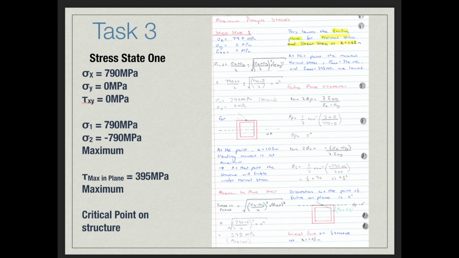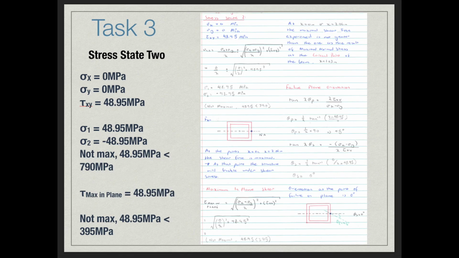In addition, in each of these stress states, the planes of failure and their orientation can be calculated. In stress state 1, the failure plane orientation for tension and compression, theta p, seen on the right side of the working out, is 0 degrees, and the failure orientation for shear stress, theta s, is 45 degrees. In stress state 2, these values are reversed. The failure plane orientation for tension and compression, theta P, is 45 degrees, and the orientation of the failure plane for shear stress, theta S, is 0 degrees.